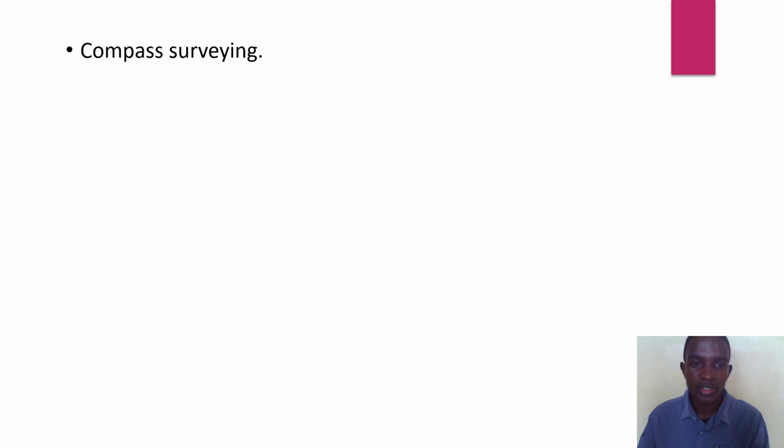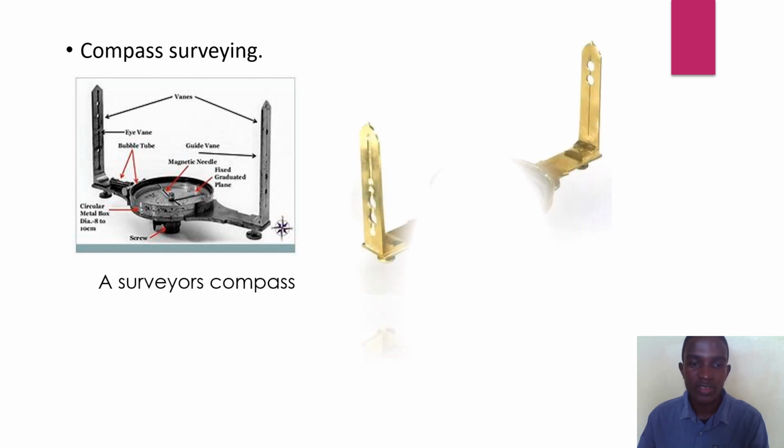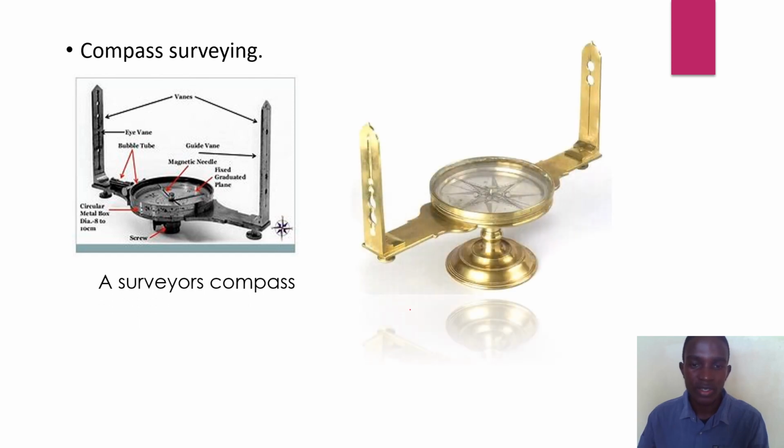Still, based on the instrument used, we have compass surveying. Compass surveying is surveying done using a surveyor's compass, as indicated by the images shown. Another type of surveying is tachometric surveying. We will deal with it in detail later, and it cannot be simply expressed in the form of diagrams.